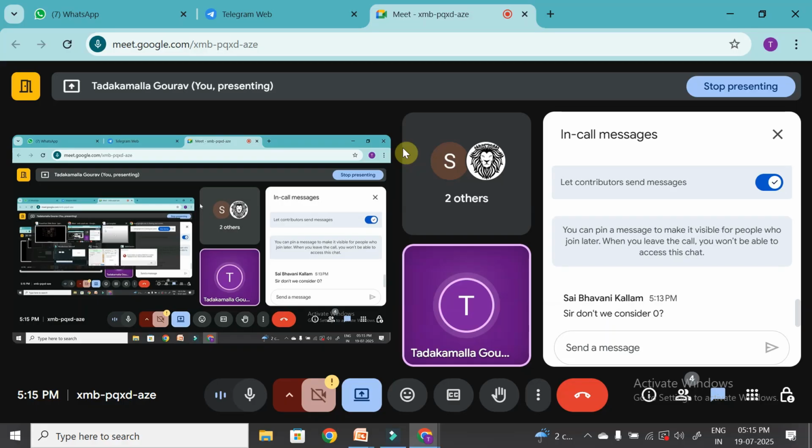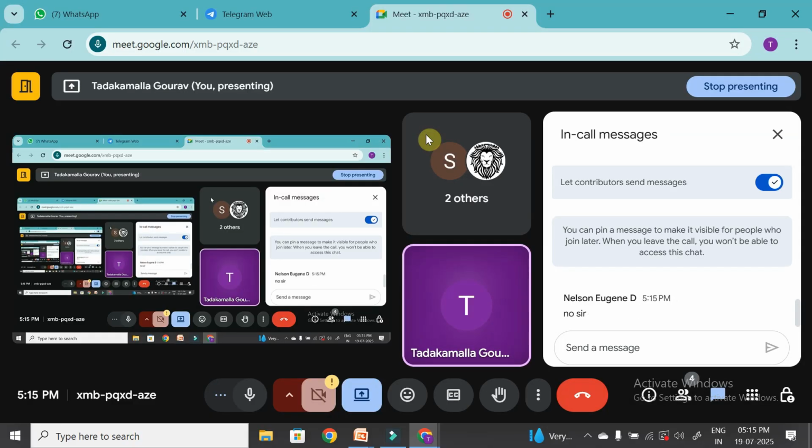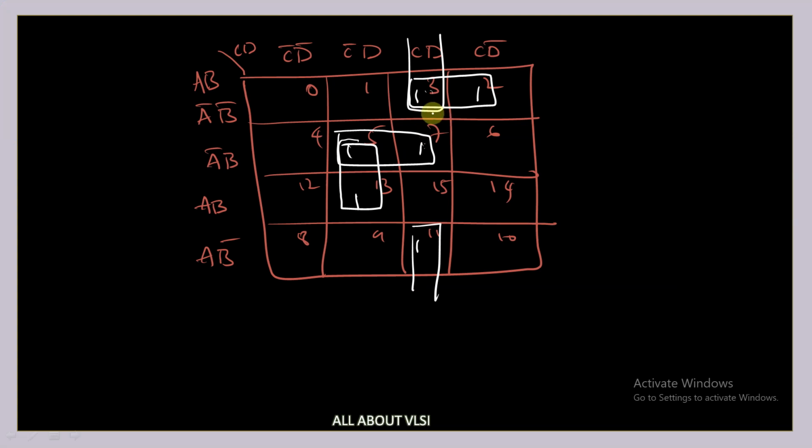Yes or no? Please let me know in the chat box. Shall I do 3 and 7 grouping also? No. Why? Because it will become a redundant term. Okay, redundant implicant, it will become a redundant implicant.